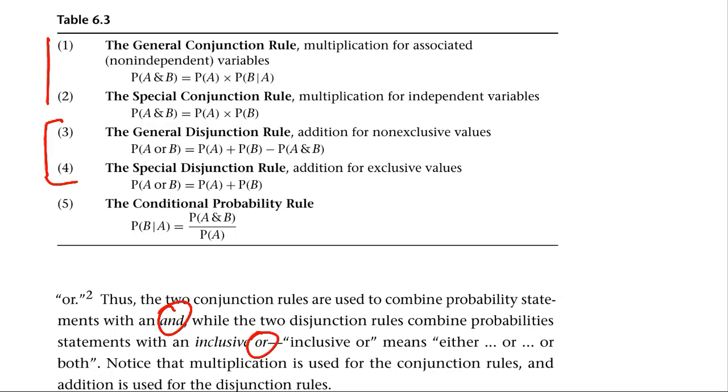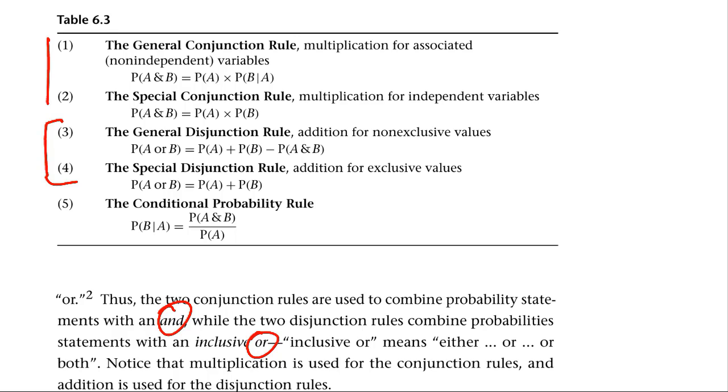Okay, so for our conjunction rules, we use them when we want to combine the probability for two values with an "and." So for instance, probability of selecting someone from a population who is female and voted. So if we're after that kind of probability, then we're going to use one of our conjunction rules. If we're looking for something like the probability of selecting someone from this population who is female or voted, then we'll use one of our disjunction rules.